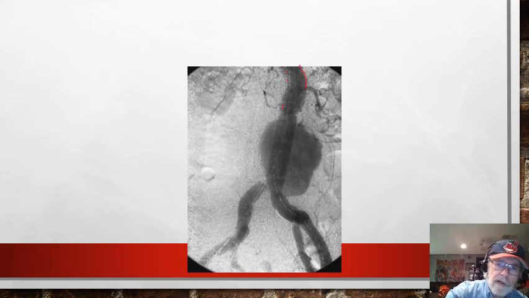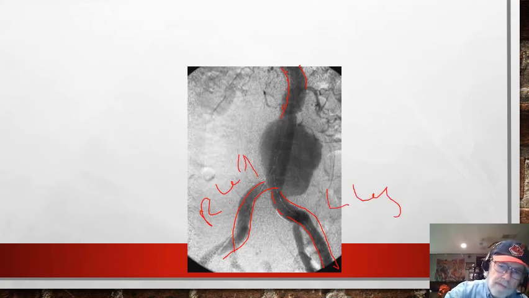Here's the aorta down here, okay? And then what happens is this is dividing. This is called the common iliac right here. This is common iliac here. And this is where this one's going to the right leg, and this one's going to the left leg. Okay? But right here, you can see a little bit of the kidney shadow right here, okay?